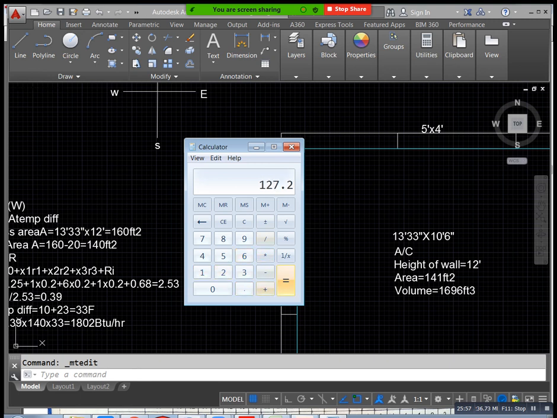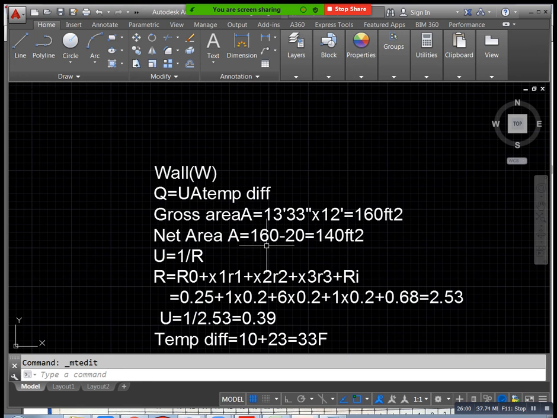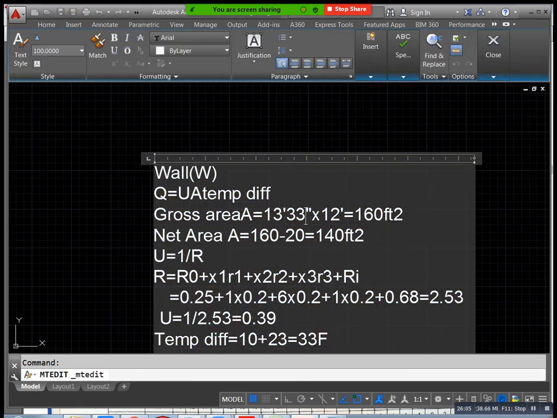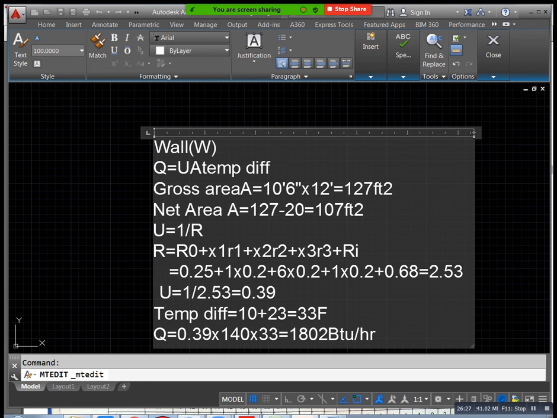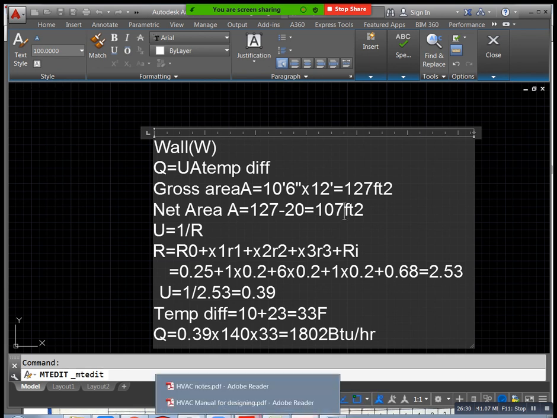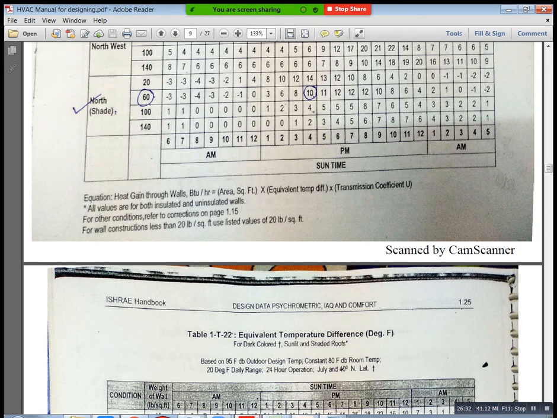Next we need to go for the temperature difference. How can you find our temperature difference? You can go with the same manual. This is the west side wall, 60 lb per square feet wall, and at 4 pm you can take 26 here. You can go for the correction factor. The correction factor is the same now also. At 4 pm, 35, and daily range 23, plus 26, you are getting 49. 23 plus 26, 49 degrees Fahrenheit. Now you can change here 0.39, 107, 49.